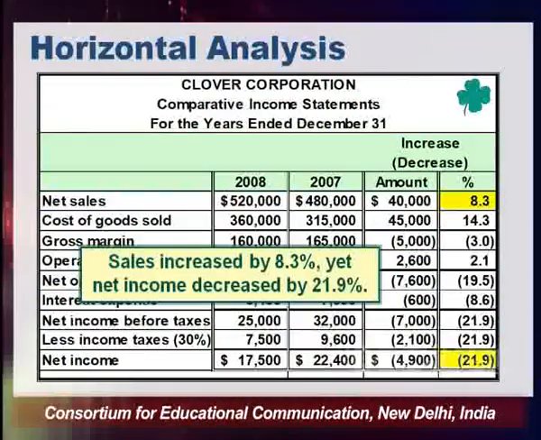Now, if you look at this data point of the slide, I am highlighting few things. So what happened in this company? The sales have increased by 8.3%. The first row where I have highlighted with yellow color is showing you that sales have gone up by 8.3%. Yet the net income for the company has decreased by 21.9%. That's very interesting, isn't it?